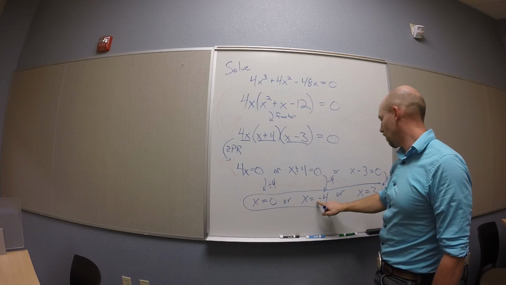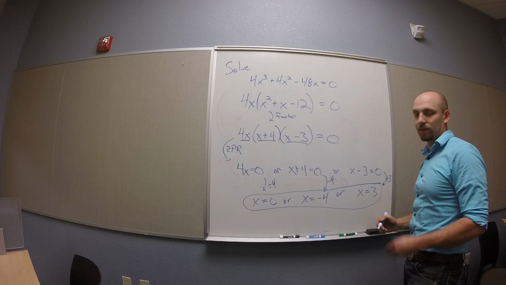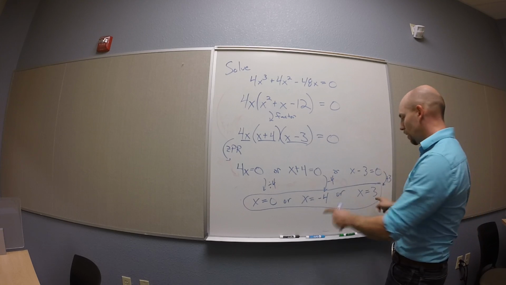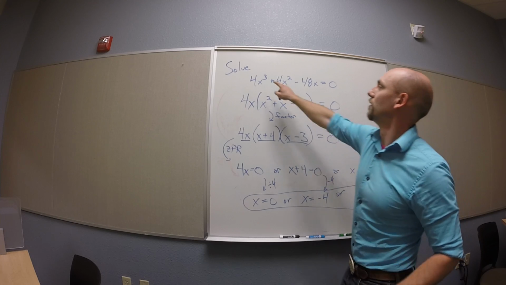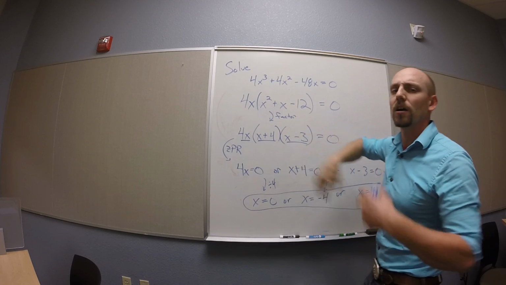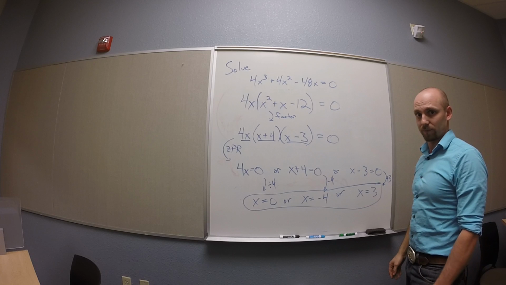X is 0, or x is minus 4, or x is 3. And I'm comfy with this because the number of answers you get down here should match the highest power up here, unless something funky happens. Cool?